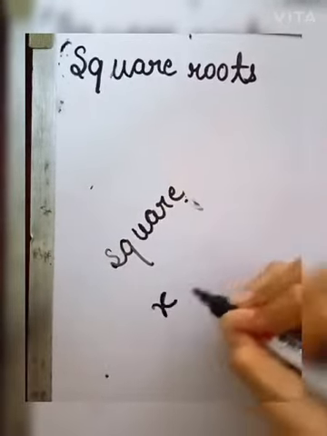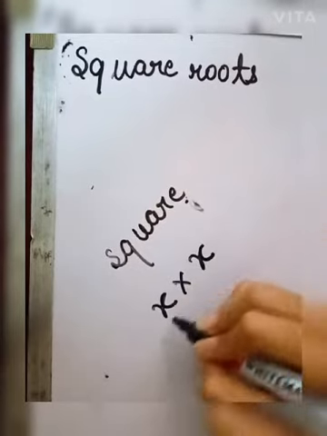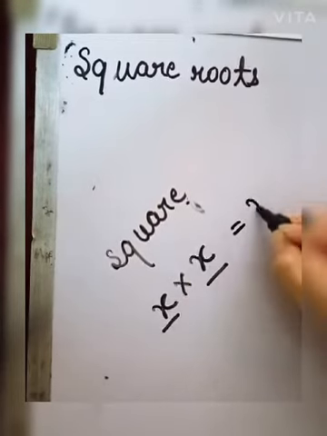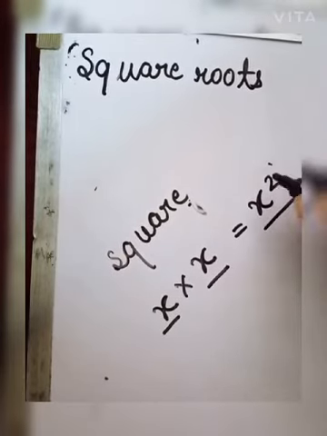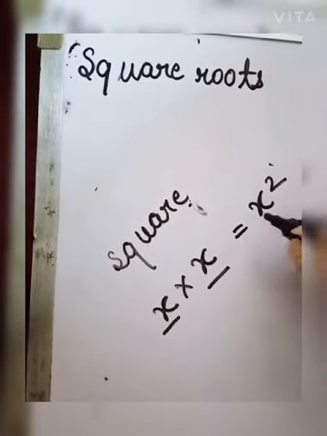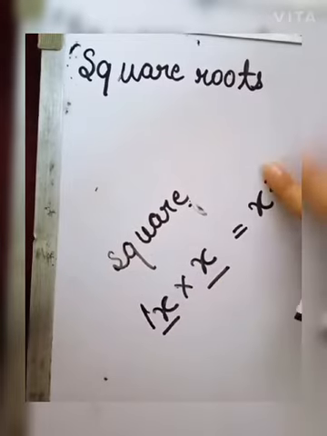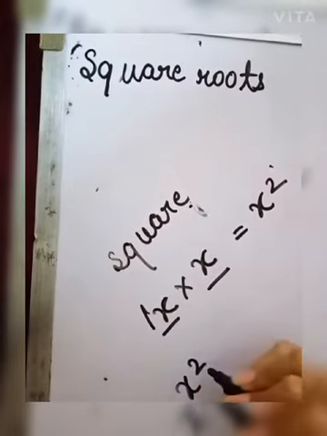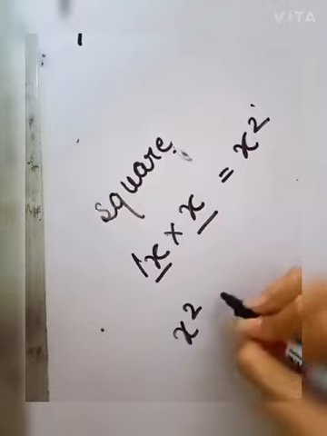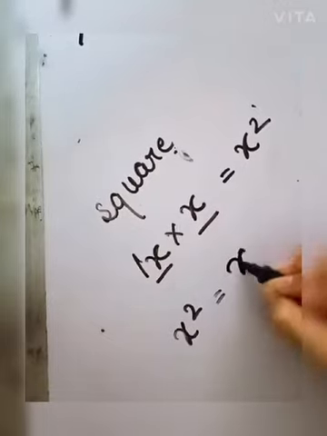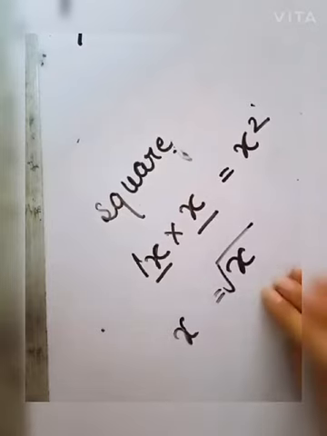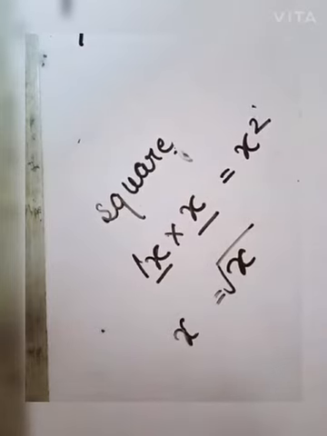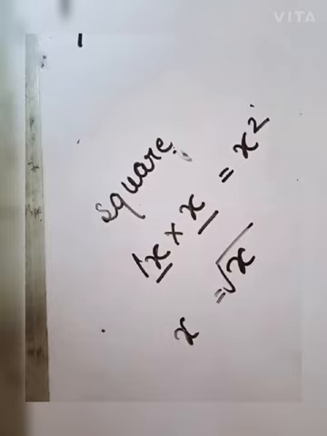Here is a number x. When you multiply x with x, you will get x square. So this is the square. And when you take the half of it, meaning when you remove this square, you can write it like this. This is the square root, meaning half of square. Now let's find out the ways of finding the square root.